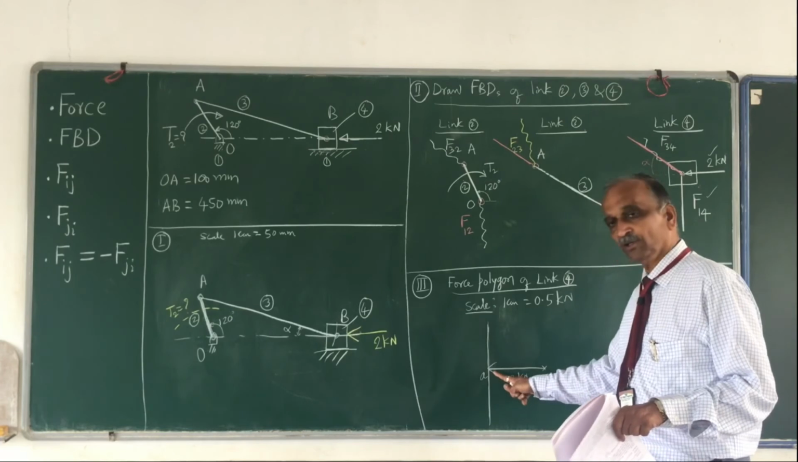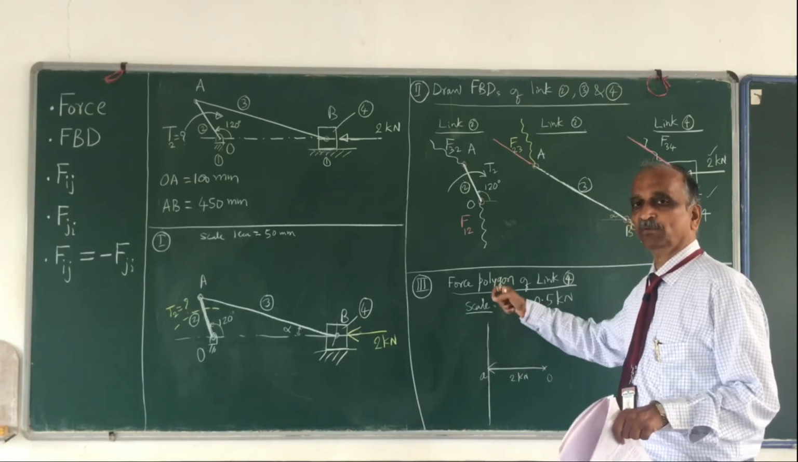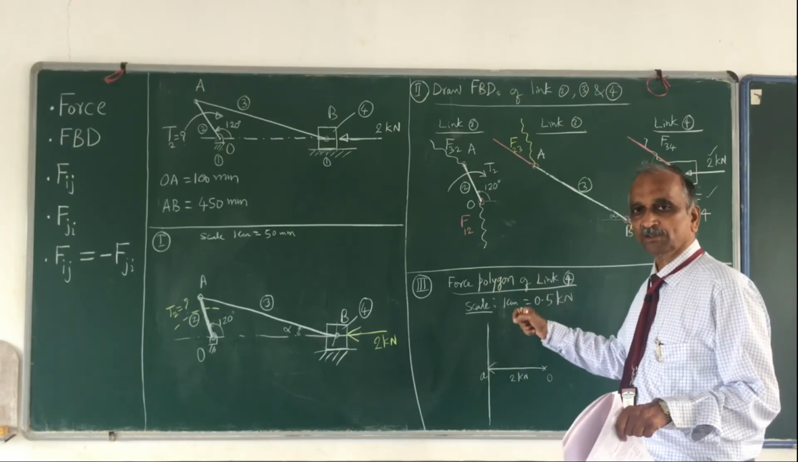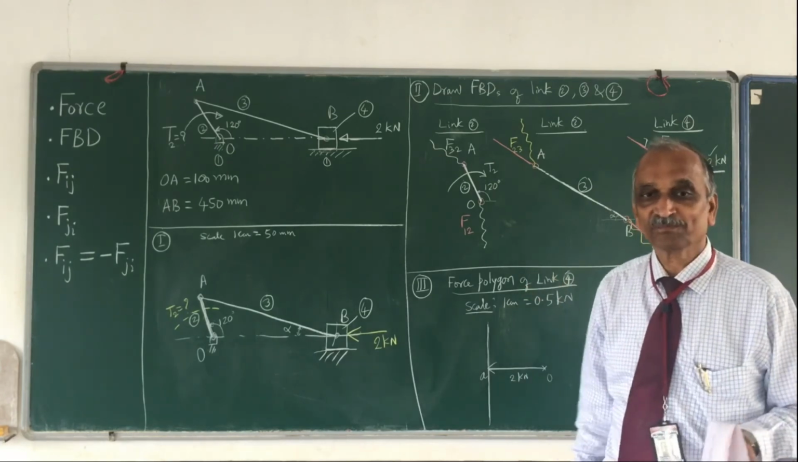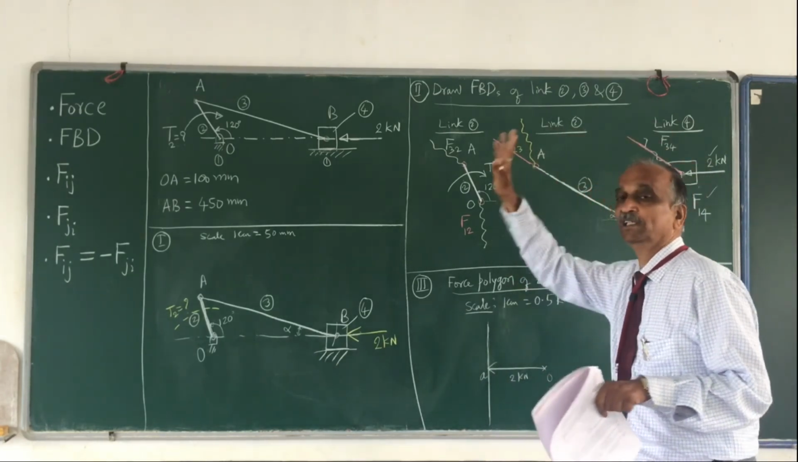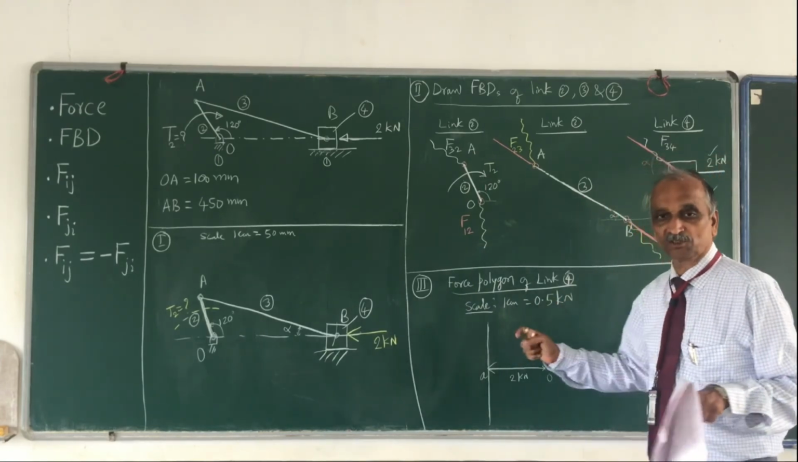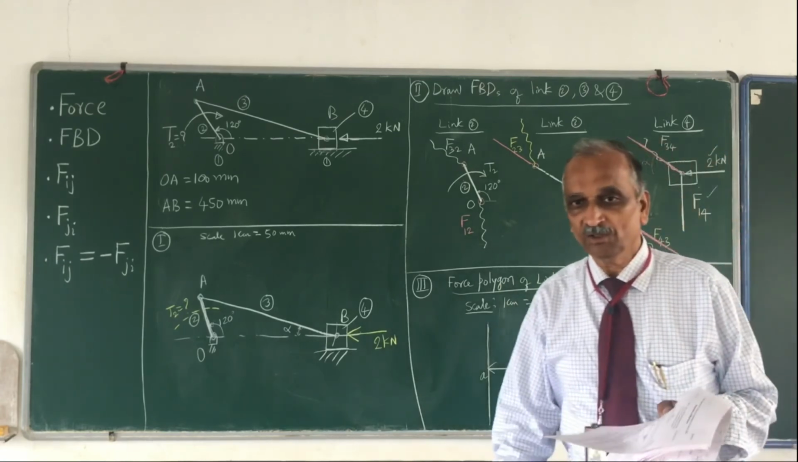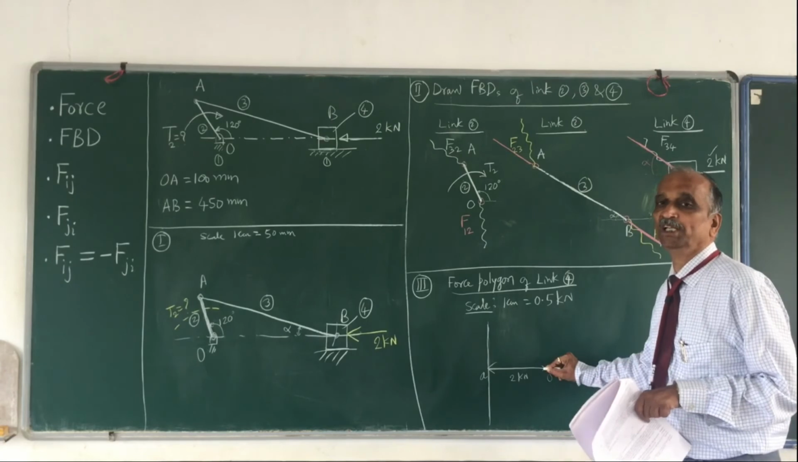If this is the first force, then the second force, at the tip of the second force, draw the third force. The third force must end at my starting point. The third force must end at the starting point, then only the resultant will be 0. If the third force ends somewhere else, then the resultant will not be 0. So therefore, I know that the third force is going to end here.